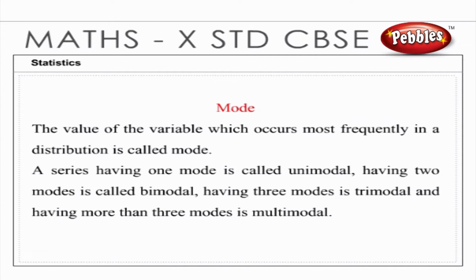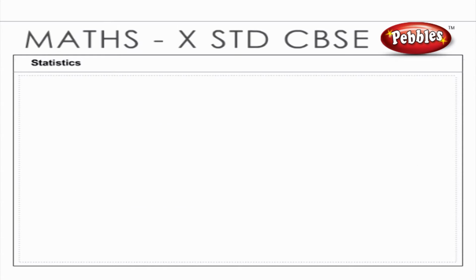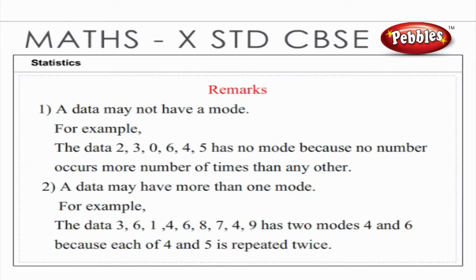Mode. The value of the variable which occurs most frequently in a distribution is called mode. A series having one mode is called unimodal. Having two modes is called bimodal. Having three modes is called trimodal. And having more than three modes is called multimodal. Remarks. A data may not have a mode. For example, the data 2, 3, 0, 6, 4, 5 has no mode because no number occurs more number of times than any other number.